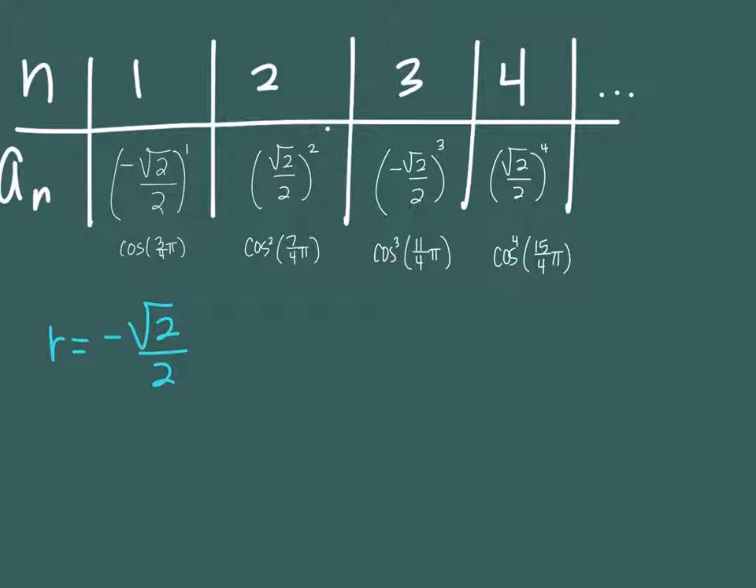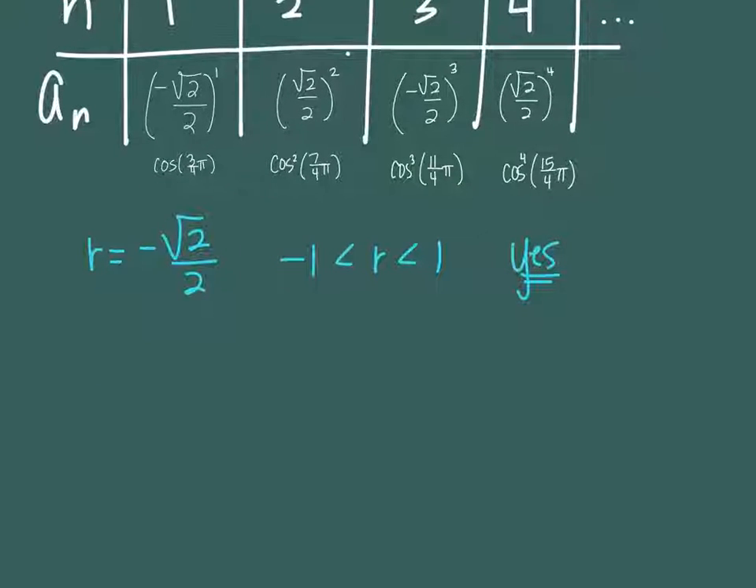Is that greater than or less than 1? Okay, what about relative to negative 1? Because the absolute value of that needs to be less than 1. So in other words, is it between 1 and negative 1? Okay, rad 2 is 1.4-ish, so divide it by 2, you're at like 0.7, and so the answer is yes. The absolute value of that does fall within the range that we need.